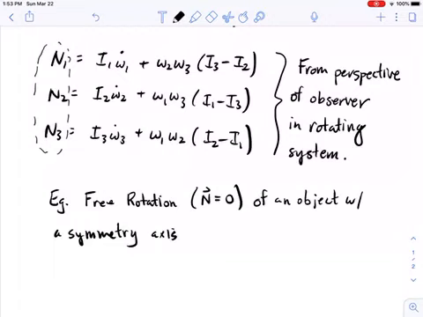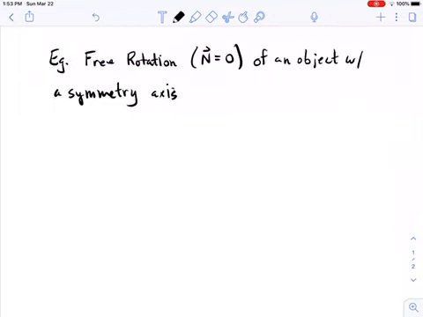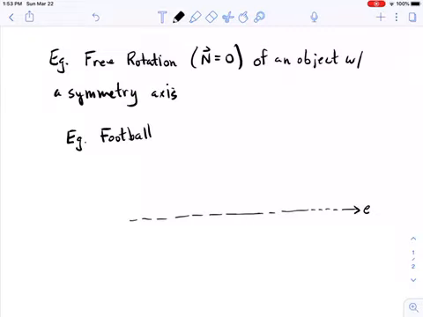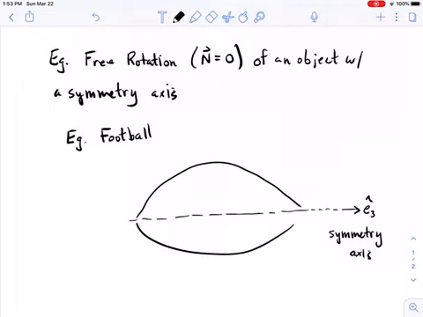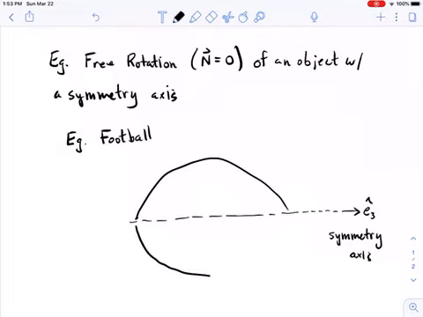And a symmetry axis means that the object has an obvious symmetry where two of the principal axes are going to have the same rotational inertia. So an example would be a football, or if you want, a watermelon, something like that. And so what we'll do is we'll choose the symmetry axis to be the third principal axis. And so this is the symmetry axis. And so our football looks something like this. Oh, sorry, I can do a better football than that. So it looks something like this.